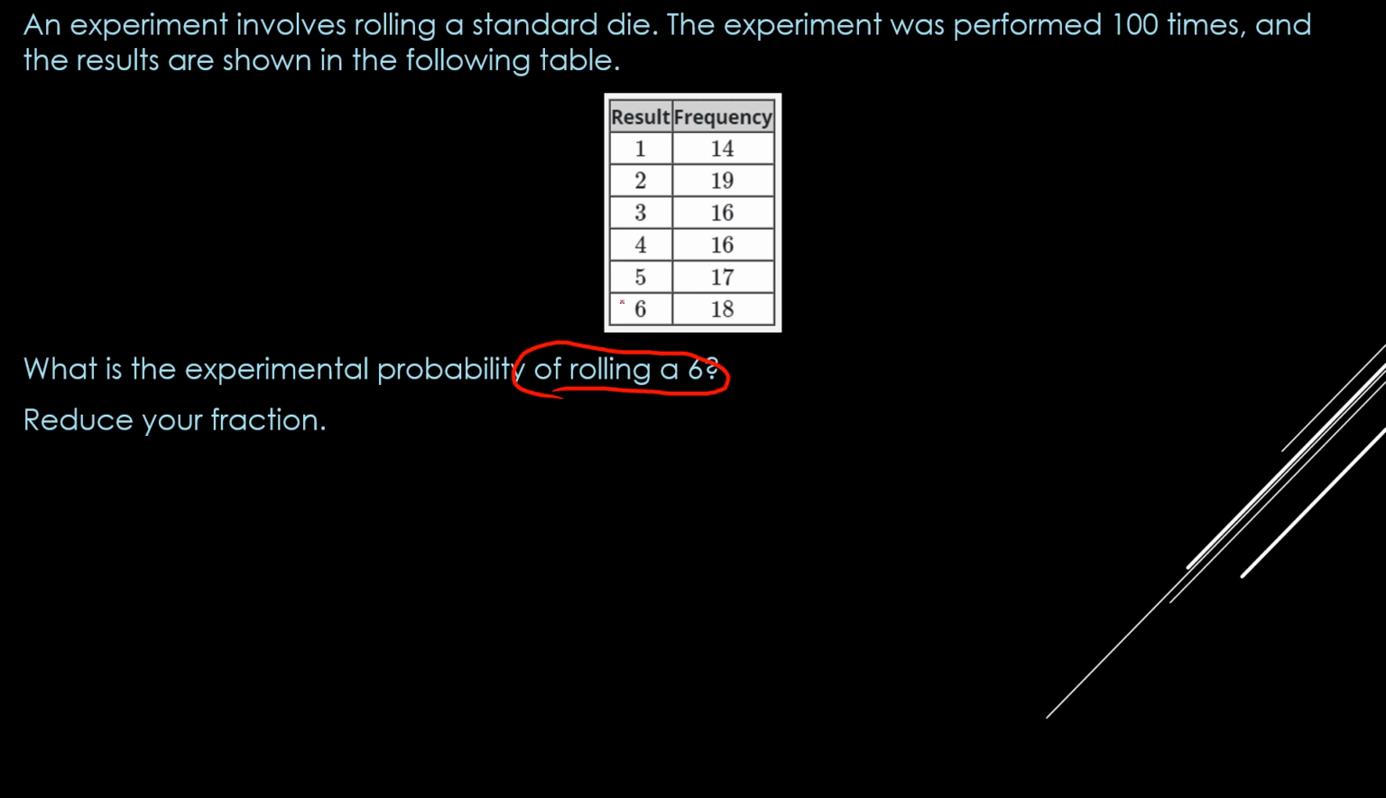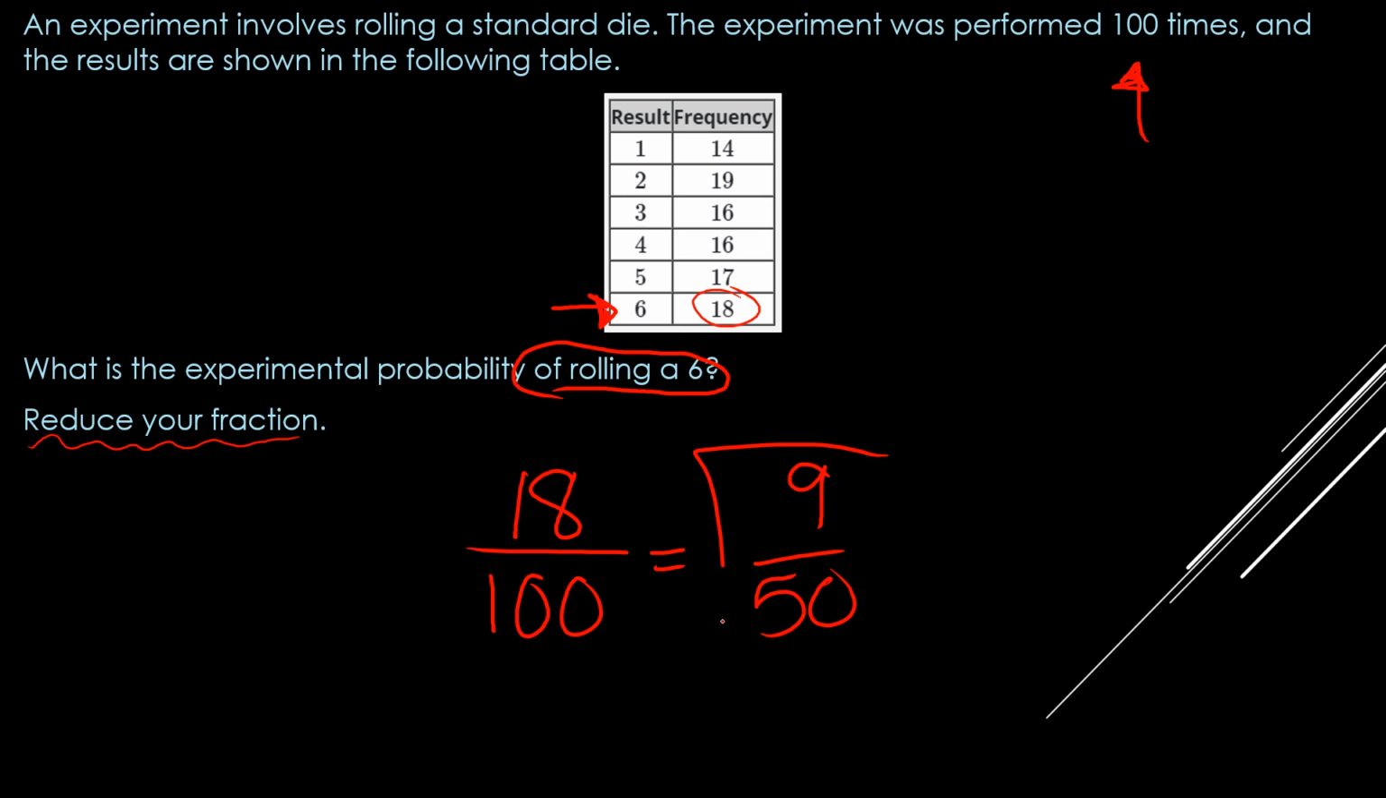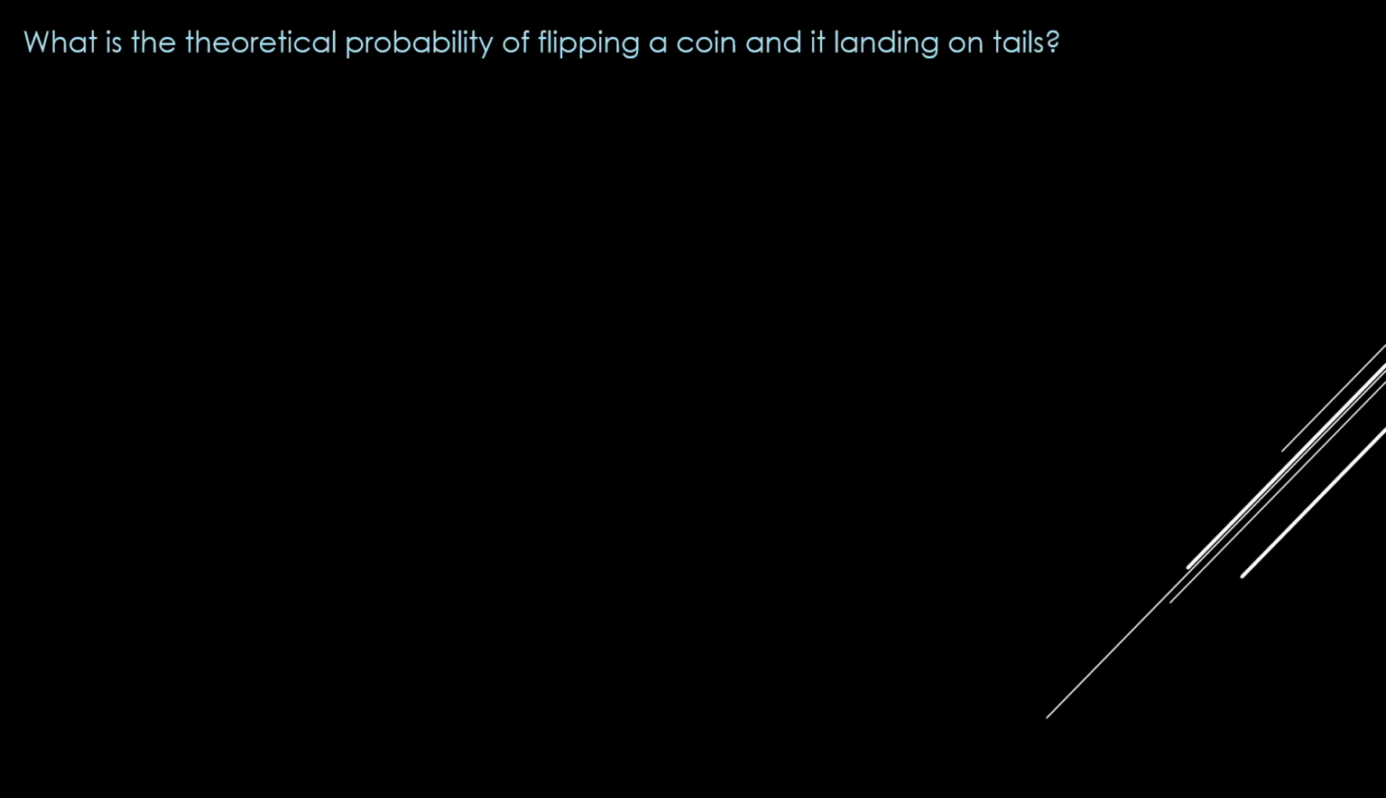When I look at the table, I'm paying attention to how many times I rolled that 6, which is 18. So I rolled the 6 18 times out of the 100 times I did my experiment. Now notice how this says reduce your fraction, which means I should simplify it. I can divide top and bottom by 2 to give me 9 over 50. So the experimental probability of me rolling a 6 would be 9 over 50.